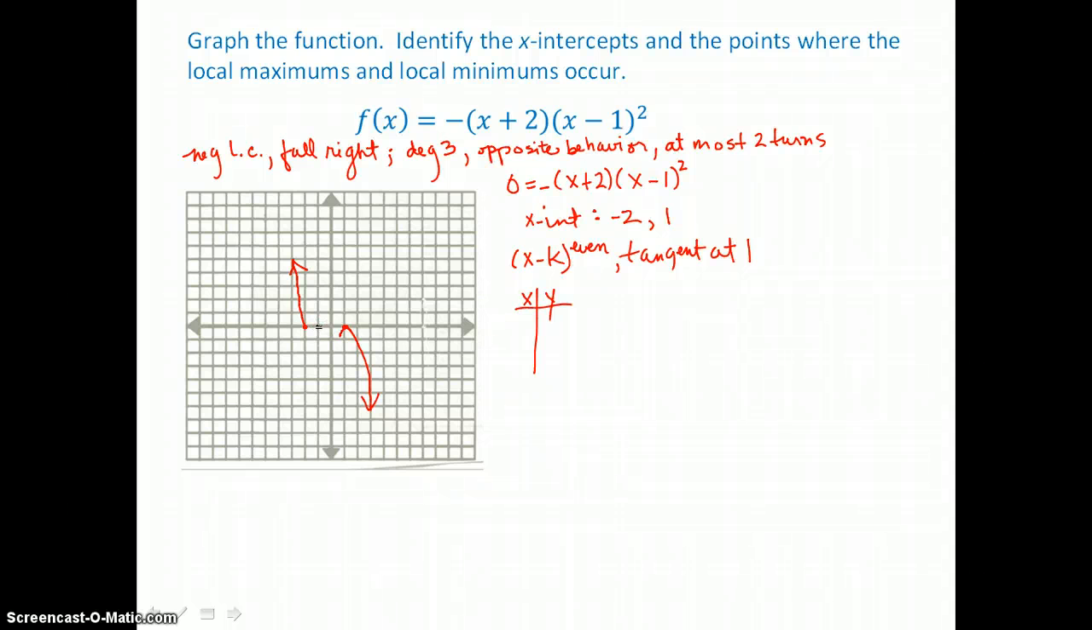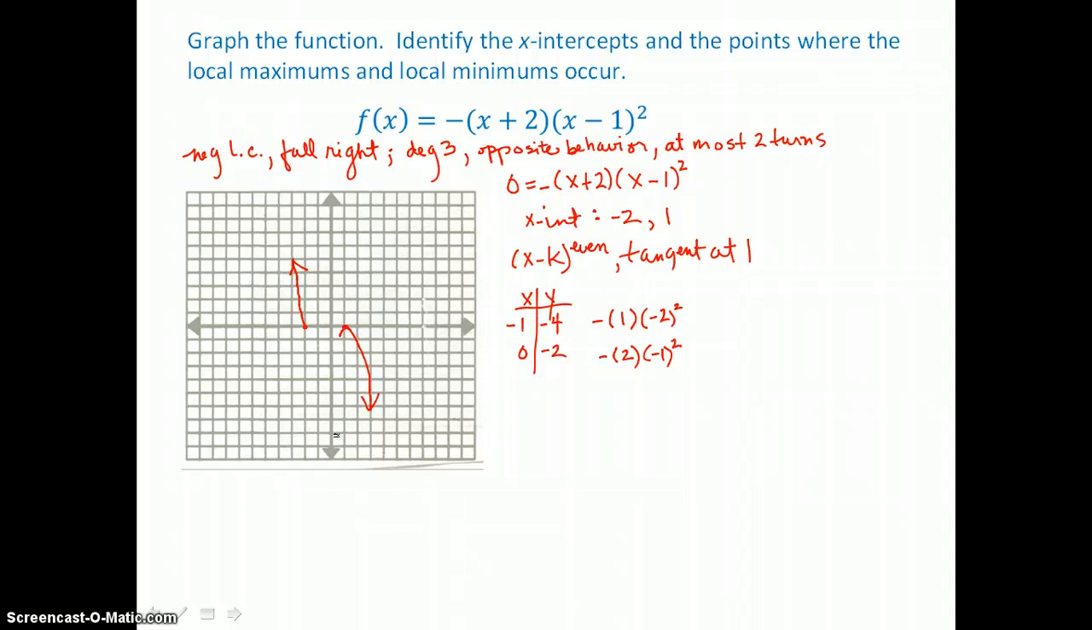So I'll let x equal -1 and 0, and I'll solve for y. If I let x equal -1 in my function, I have -1 plus 2, that's 1, and -1 minus 1, that's -2 squared. So -2 squared is 4, and 4 times -1 is -4. Letting x equal 0, I'm going to have 0 plus 2, that's 2, and 0 minus 1, -1 squared. -1 squared is 1, and 1 times 2 is 2 for a y value.